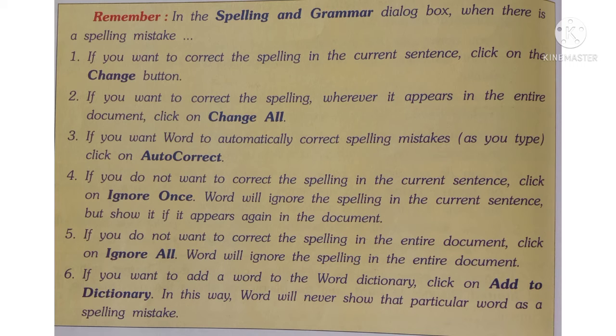Number 6. If you want to add a word in the word dictionary, click on add to dictionary. In this way, Word will never show that particular word as a spelling mistake. Since we agree with the default suggestion, click on the change button. The word tigri changes to tigers and you will see a small dialog box.